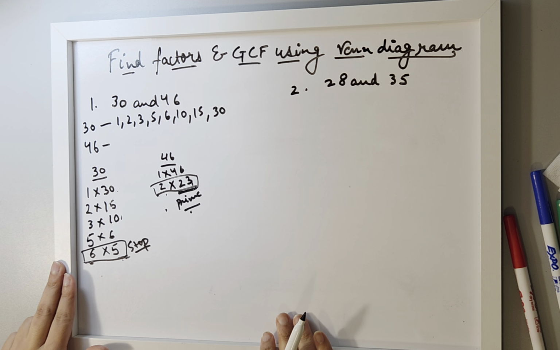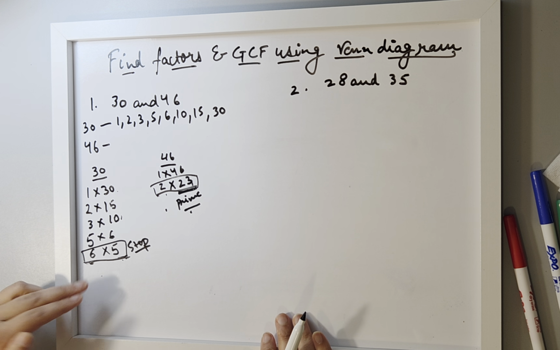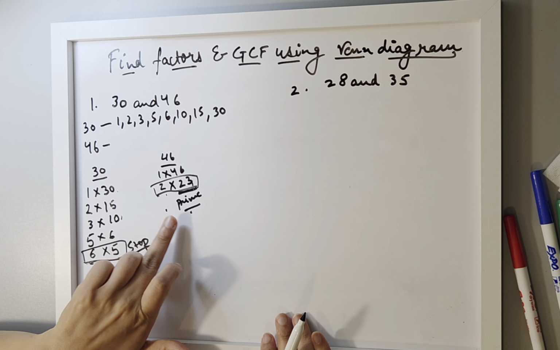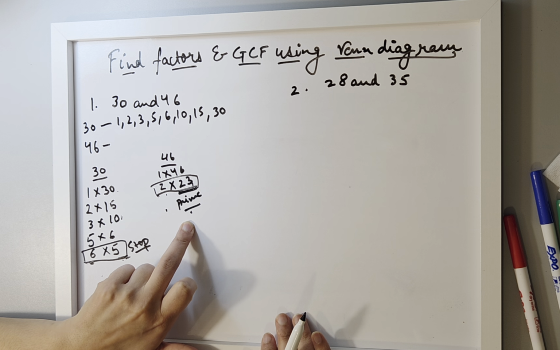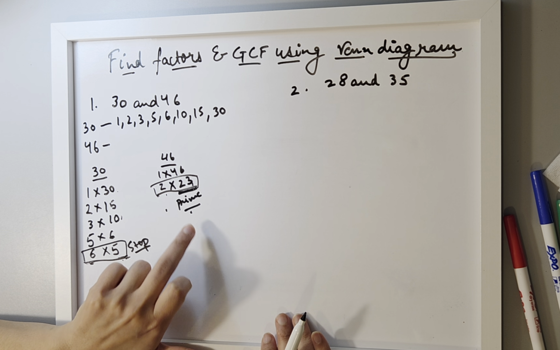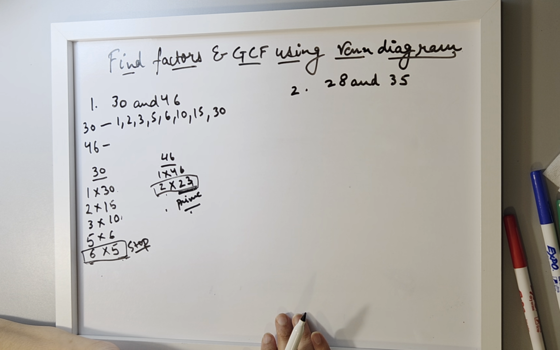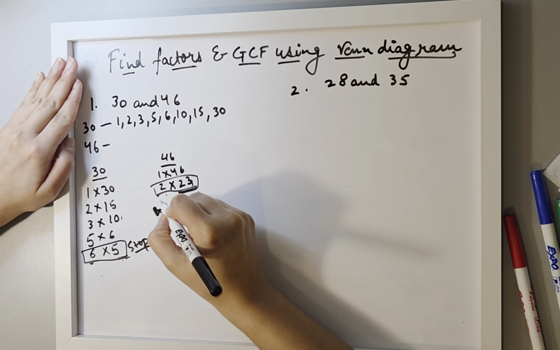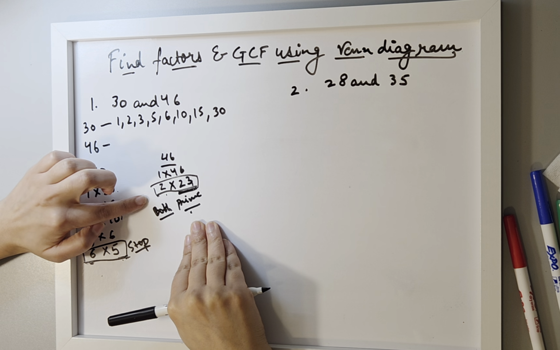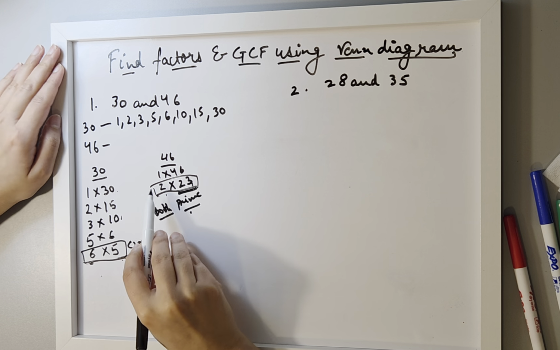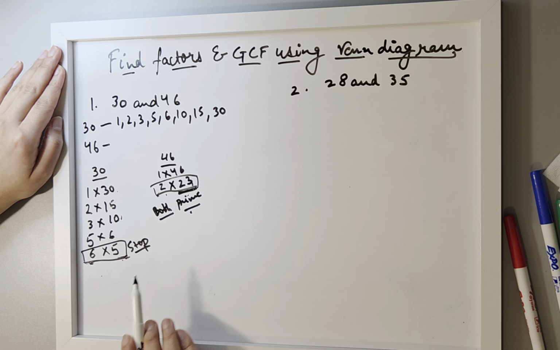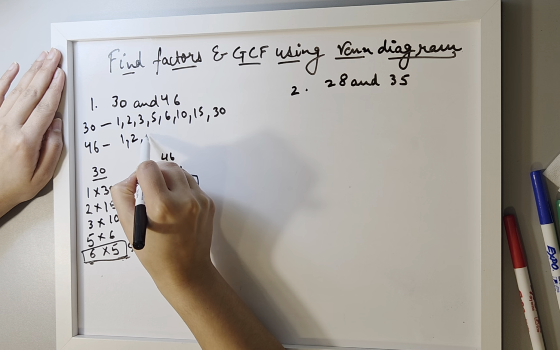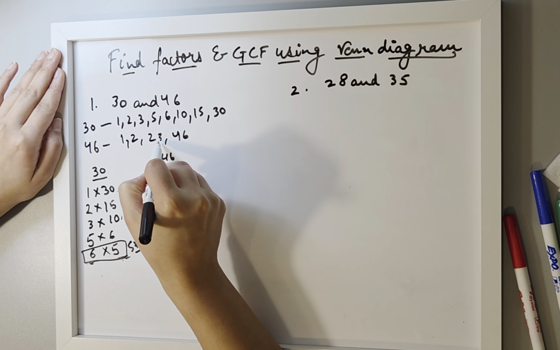So there are two places where it can stop. One is when the factors start repeating, or when both numbers become prime and cannot be broken down further. Okay, so 2 is also prime and 23 is also prime, they cannot be broken. So we have 1, 2, 23 and 46.